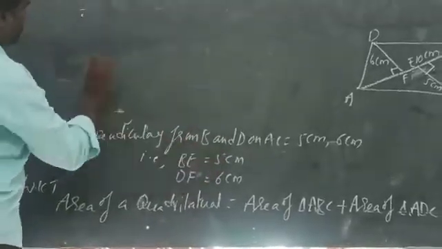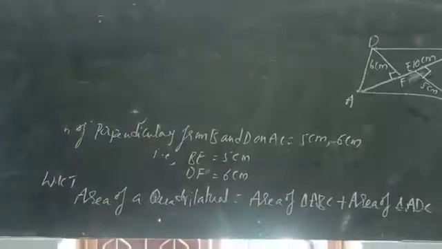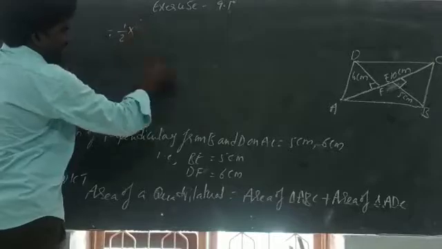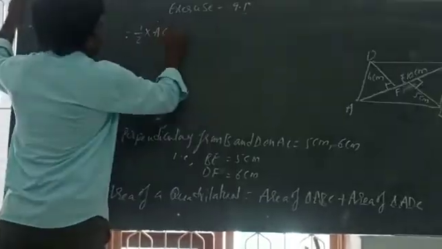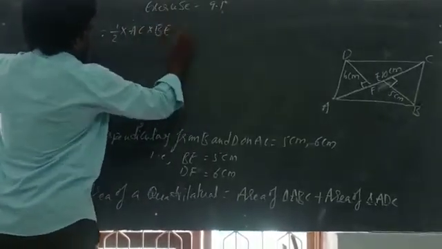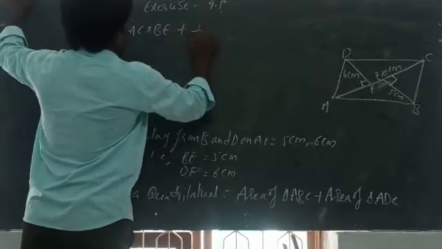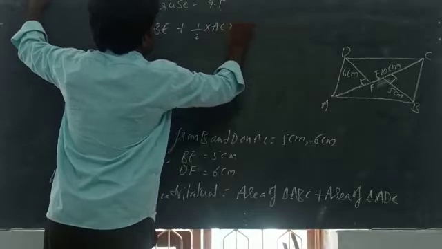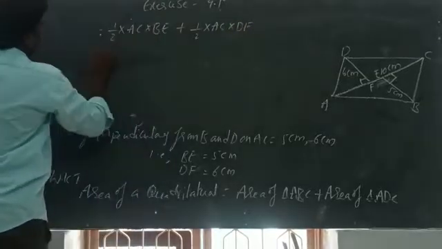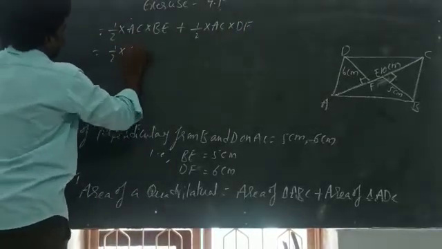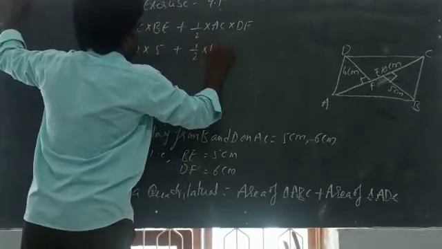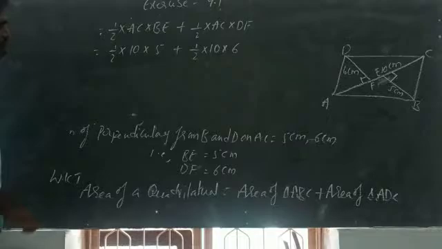Area of triangle ABC. What is the formula for the area of a triangle? Half into base into height. That is half into, in triangle ABC the base is AC, height is BE. In the triangle ADC, half into base AC, height is DF. So that is half into AC, then BE is 5, plus half into 10 into DF is 6.